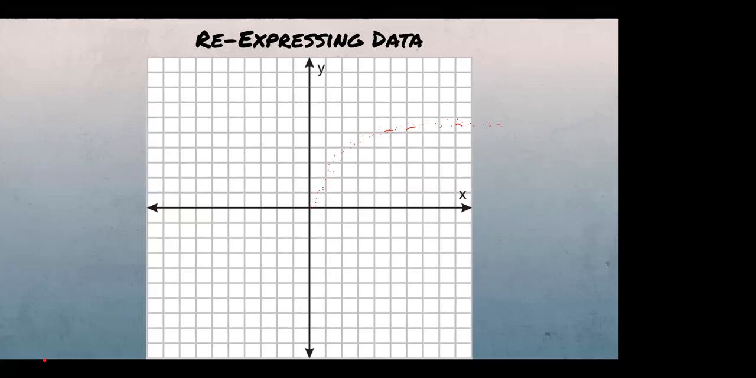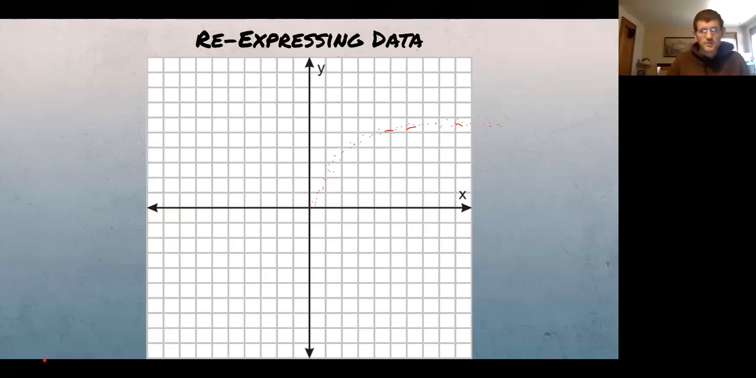Like a square root function. There you go. That could be square root. Is there any other function this could be? So let me just kind of talk about the square root because that's a good option here.